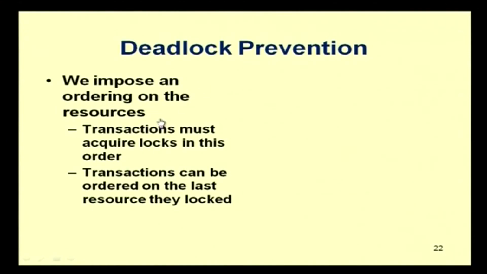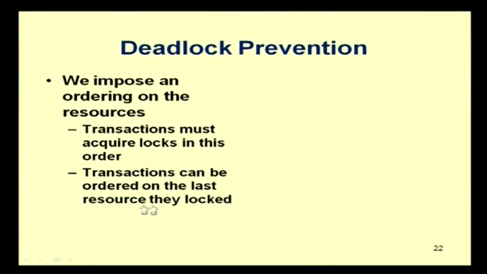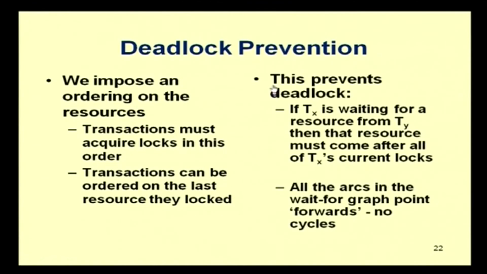Now, what do we do? We impose an ordering on the resources. Transactions must acquire locks in this order, and transactions can be ordered on the last resource they locked. This prevents deadlock. That is, if Tx is waiting, that is transaction x is waiting for a resource from transaction y, then that resource must come after all of transaction x's current locks, and all the arcs in the wait-for graph point forwards, and so there are no cycles. For this, the resource must come after the last resource they have locked, you need to have a timestamp.